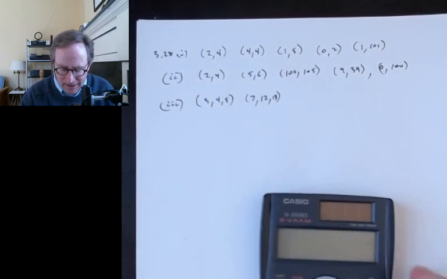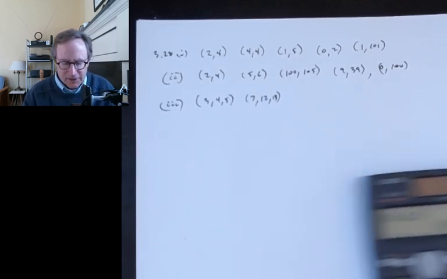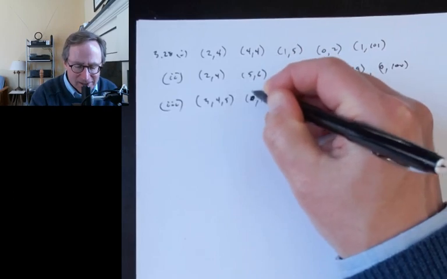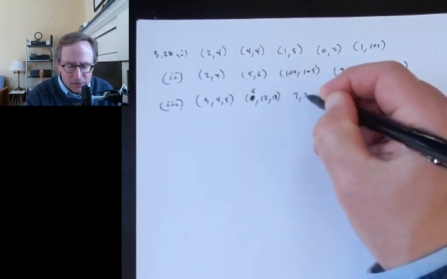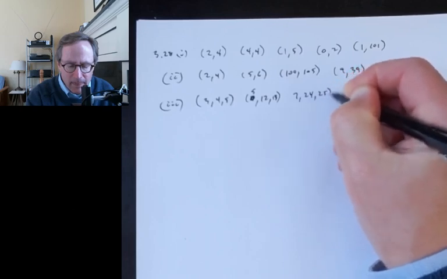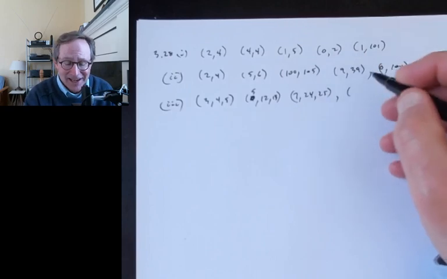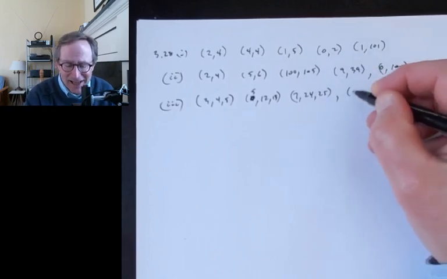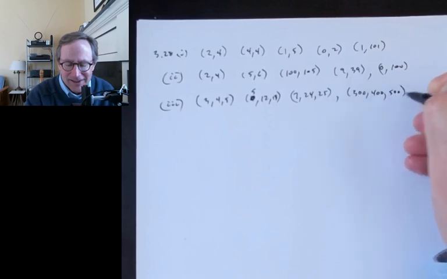Let's see. 5 squared plus 12 squared equals, yeah, sure enough, it was 5, 12, 13. Sorry about that. 7, 24, 25. And I'm quickly running out of steam. So how about if I say 300, 400, 500, and 0, 1, 1.